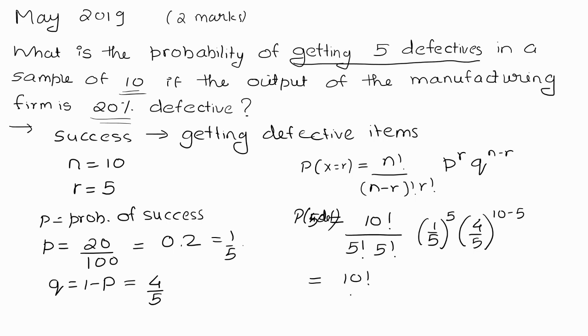It will be something like 10 factorial upon 5 factorial into 5 factorial, and this will be something like 4 raised to 5 upon 5 raised to 10, something like this, and whatever answer you solve will be the probability of getting 5 defectives in a sample of 10. Okay, you can simplify this further. You have calculators with you, you can simplify and do it.